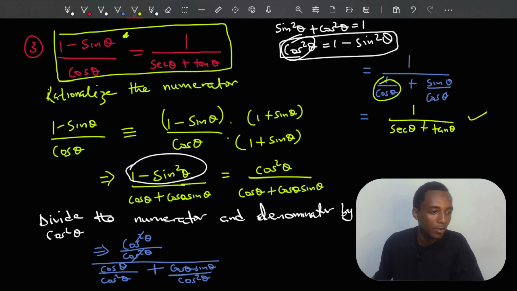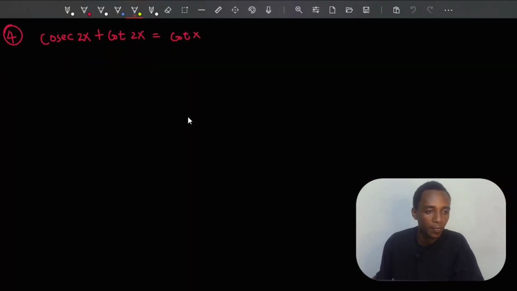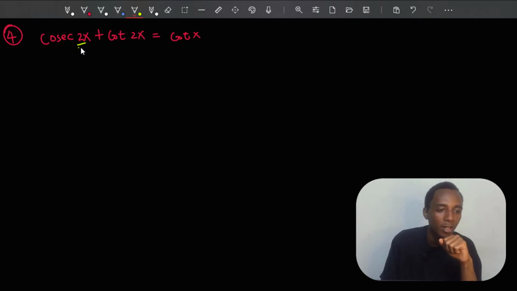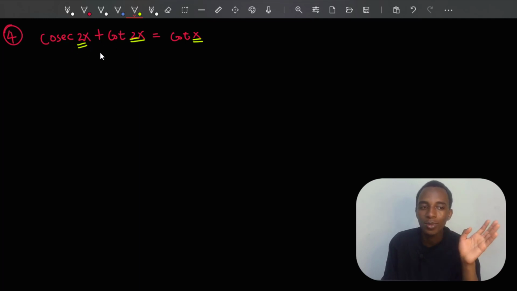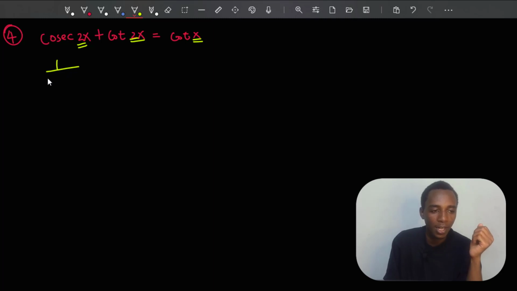Let's see the next one here. Number 4, we have cosec of 2x plus cot of 2x equals cot of x. The first thing you'd observe is that we have 2x, which are double angles, and our final result has a single angle, x. So we have to find a way of converting the double angle into single angles. Let's begin here. By definition, cosec is 1 over sine, so that's 1 over sine 2x.